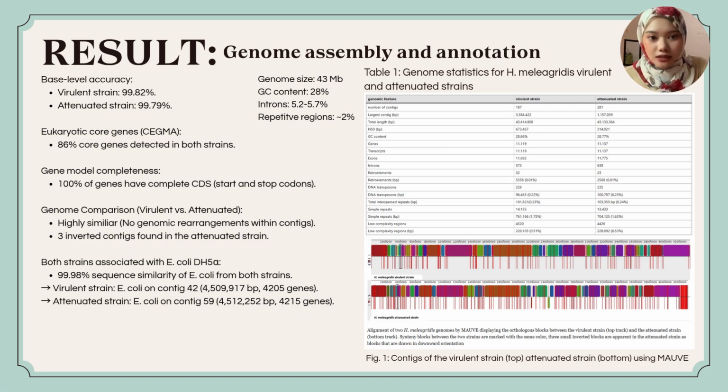For assembly quality, the virulent strain has 99.82% accuracy, meanwhile the attenuated strain has 99.79% accuracy. There are 86% of core eukaryotic genes detected in both strains, and for gene completeness, they have 100% complete CDS in both strains. In Figure 1, as we can see, the genomes are highly similar for the two strains, except for the 3 inverted contigs in the attenuated strain, and it also has more contigs than the virulent strain. Both strains associated with E. coli DH5 alpha have 99.98% identical genomes.